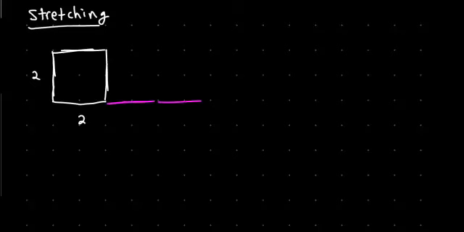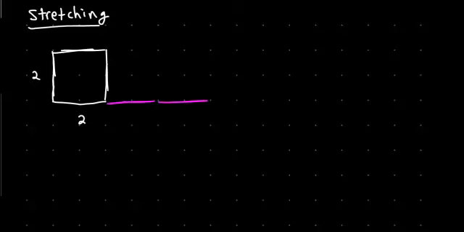Now let's talk about stretching. So let's draw a square here. This side has length 2, this side has length 2. And let's say we multiply this bottom side, we extend it by a factor of 3. So we're going to extend it to 6. So 3 times 2 is 6.